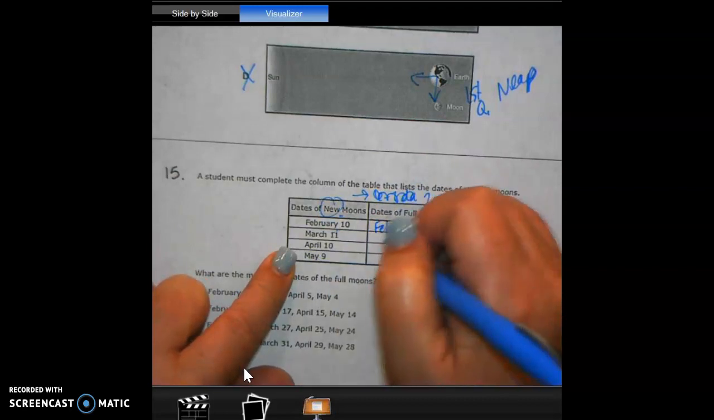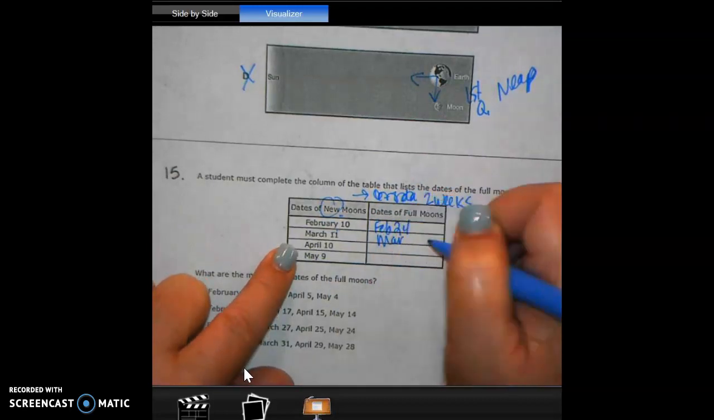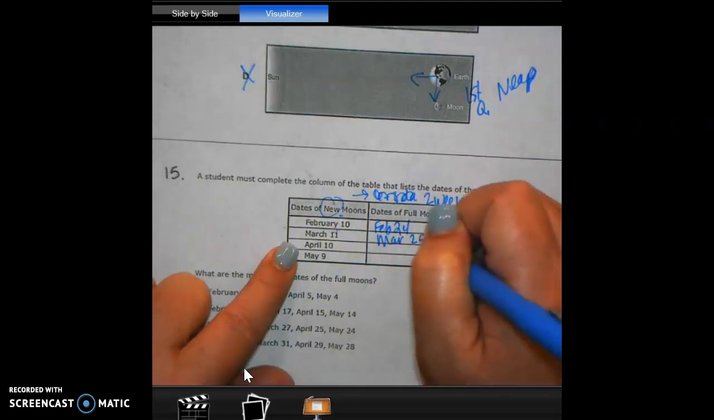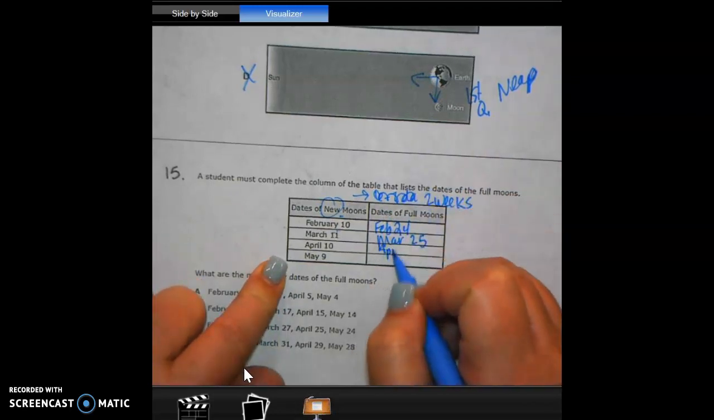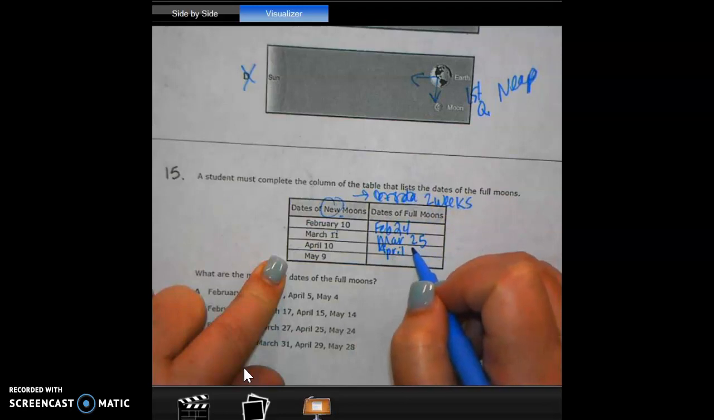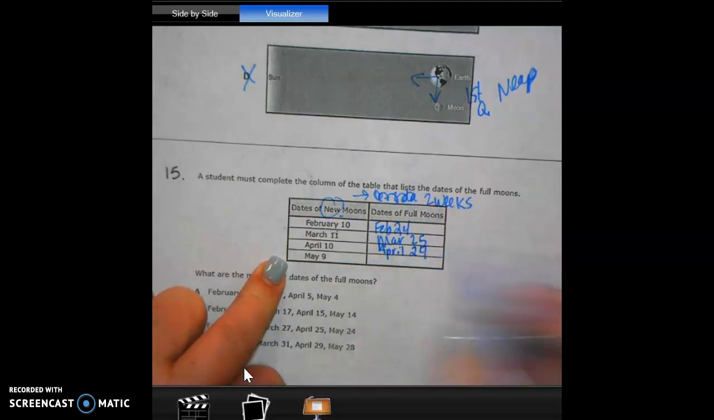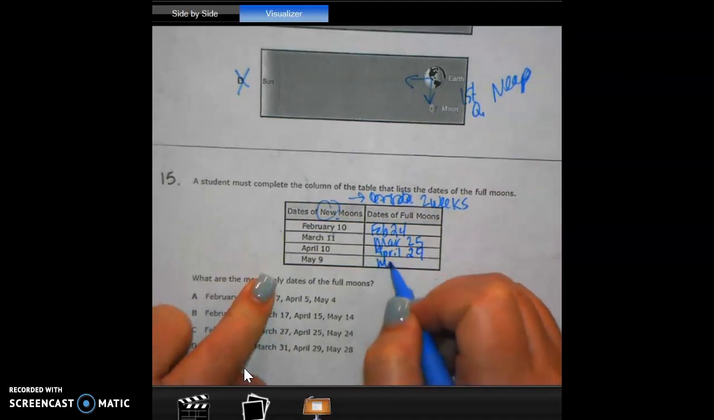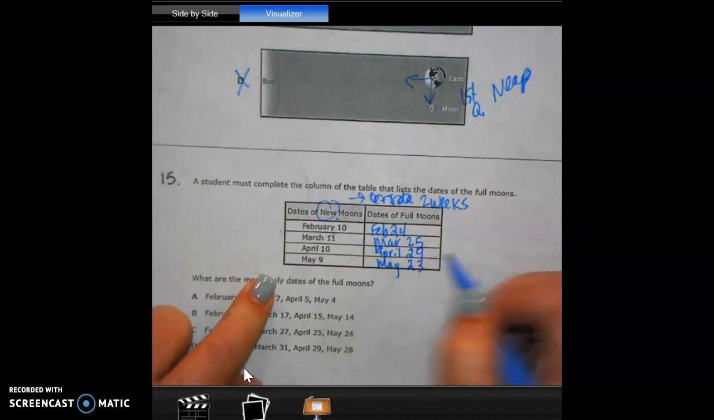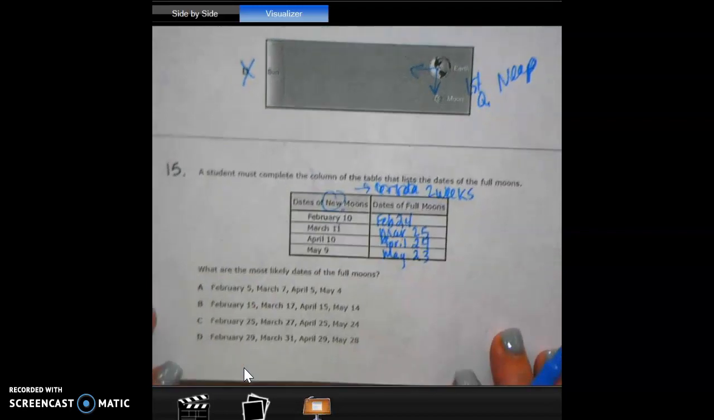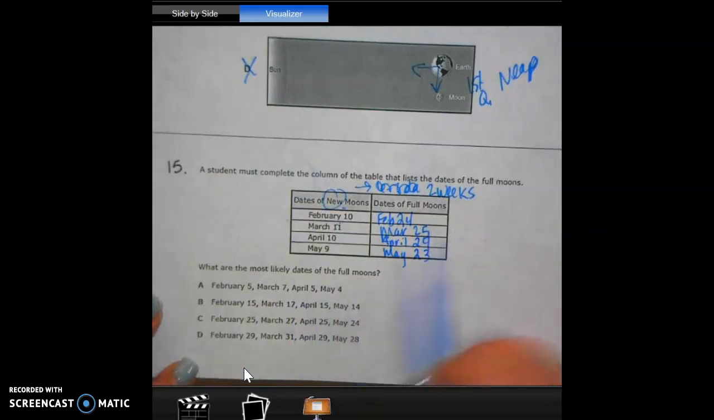For March 11th, about 2 weeks later, would be somewhere around March 25th. April 10th, 2 weeks later, would be somewhere around April 24th. And May 9th, about 2 weeks later, would be somewhere around May 23rd, more or less. So let's see which one best matches those dates.